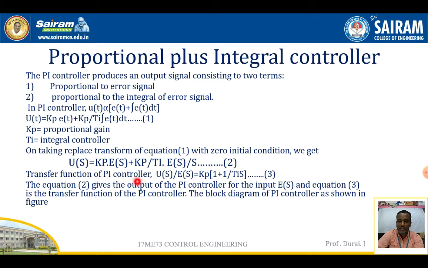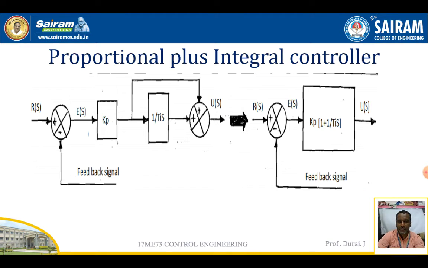So the transfer function, output by input, we can get as Kp into 1 plus 1 by Ti s. Taking Kp as a constant, we get 1 plus 1 by Ti s. So equation 2 can be obtained in this manner.